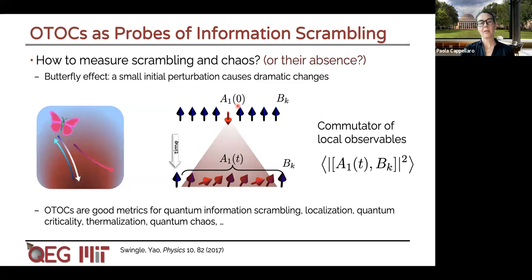However, under evolution, what was an initial local operator might start to expand in the system. At some point, it might have a support which is so broad that it also touches this faraway other local observable. At this point, the commutator is no longer 0. And so we can evaluate how much this operator has been scrambled in the system by looking at the commutator itself.